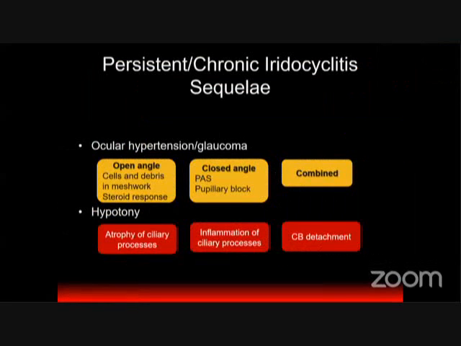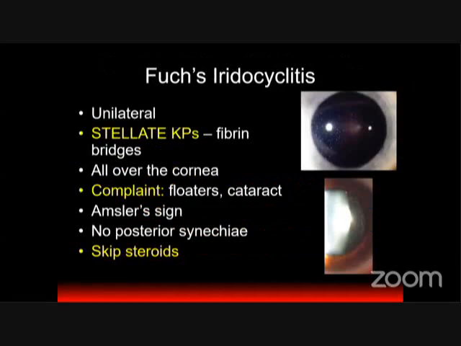Okay, so the persistent or the chronic iridocyclitis, there's always sequelae, the ocular hypertension or hypotony, and the causes are either open angle, closed angle, or combined pathology, while hypotony is usually inflammation or atrophy of the ciliary process, and the thing that we all fear is ciliary body detachment. This is what I was saying on Fuchs iridocyclitis. Unilateral stellate KPs, they have this quite significant appearance, and always ask about floaters.